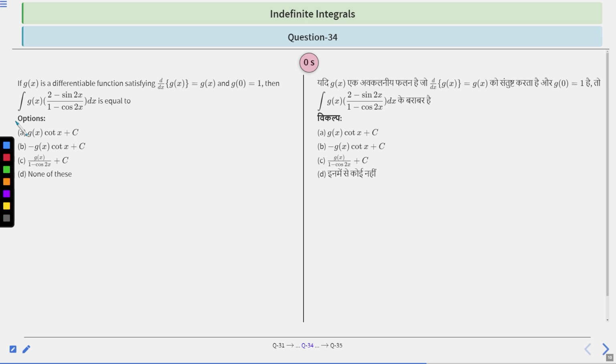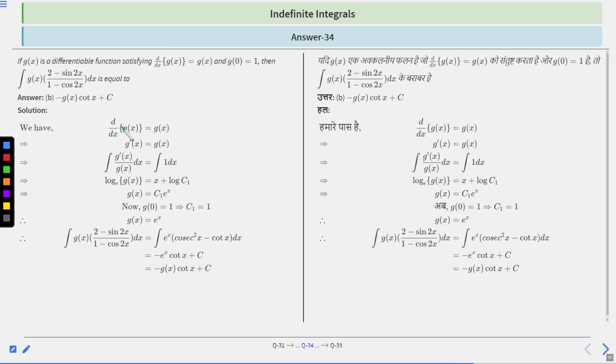Okay, let's move to the solution part. As we have discussed, d/dx of g(x) is equal to g(x). Therefore, g dash x will be equal to g(x). So, integrating g dash x over g(x) dx is equal to integrating 1 dx, right? Therefore, log g(x) is equal to x plus log c1. Therefore, g(x) is equal to c1 e to the power x. Clear? Now, if g(0) is equal to 1, this implies c1 is equal to 1. Therefore, g(x) is equal to e to the power x.